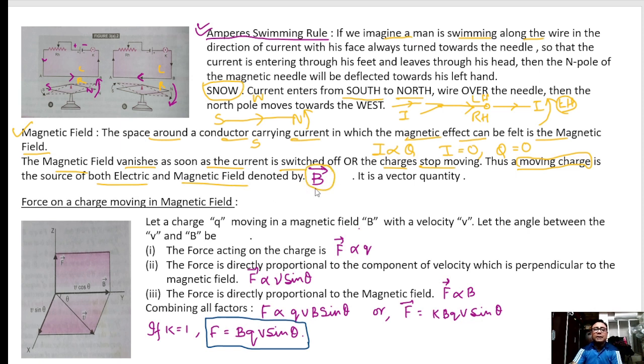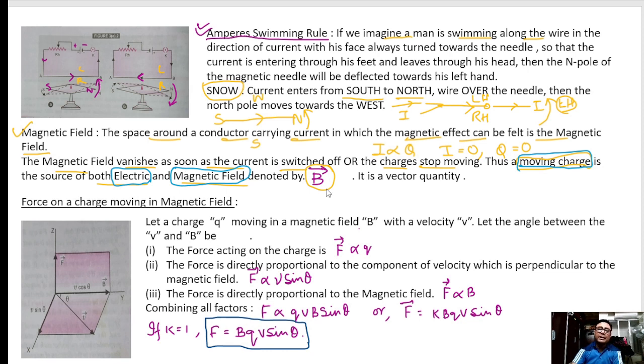Please remember, magnetic field is denoted by B. So if there is a moving charge, it can create both electric and magnetic field. You have to note all these points very carefully. So you should have a moving charge to create magnetic and electric field both.